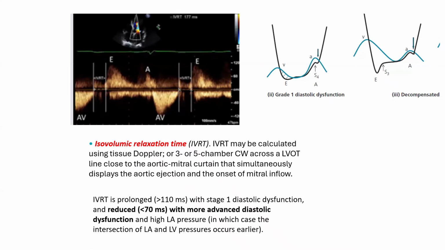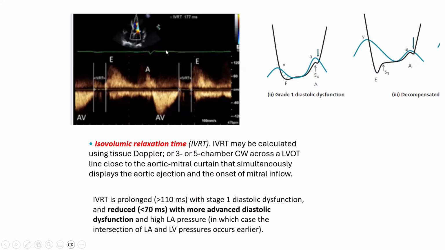So distinguish LV relaxation from isovolumic LV relaxation. And the higher your LA pressure, the shorter your isovolumic relaxation time. So isovolumic relaxation time is a good correlate of the LA pressure. It may be prolonged in pure compensated diastolic dysfunction, but more importantly, it is shortened in high LA pressure, and it's typically shorter than 70 milliseconds. And how do we measure it?